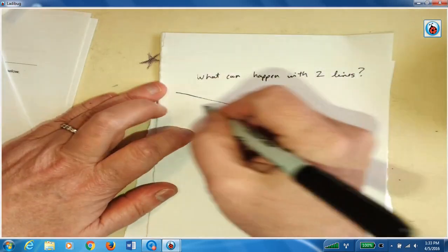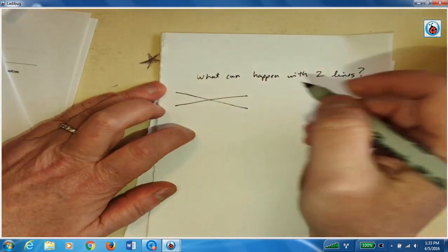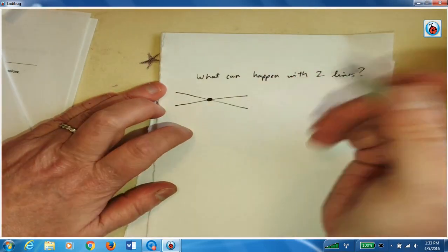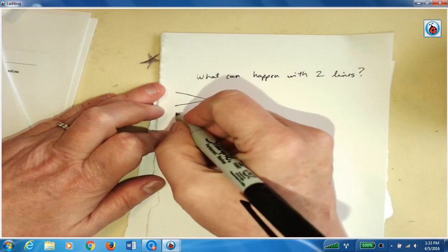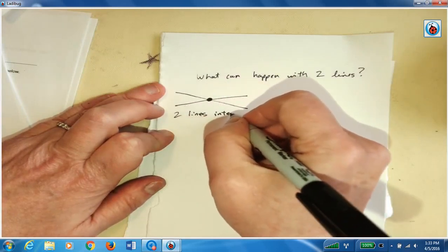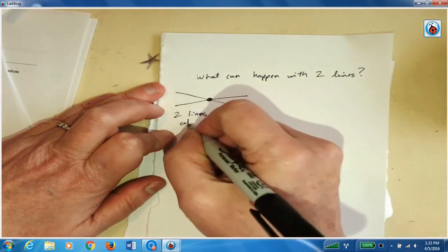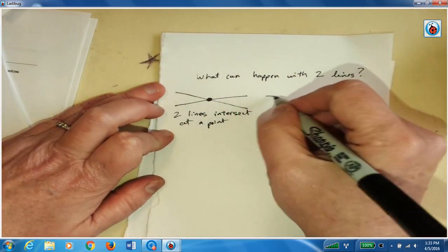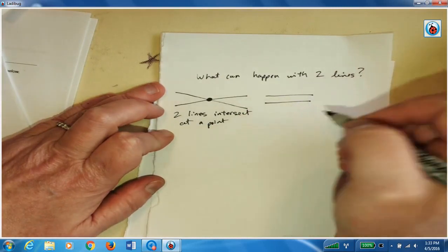Well, you can have two lines and they can intersect. And so they intersect at a point. You can have two lines that are parallel and they never intersect.